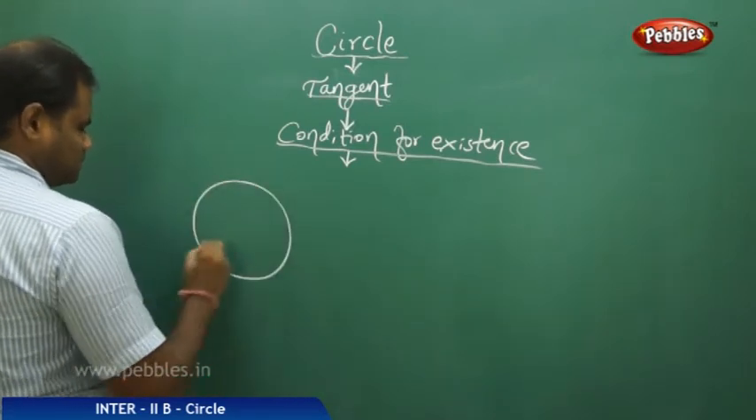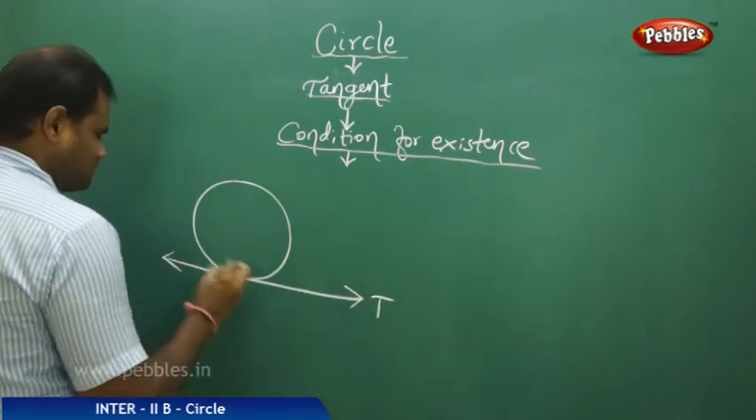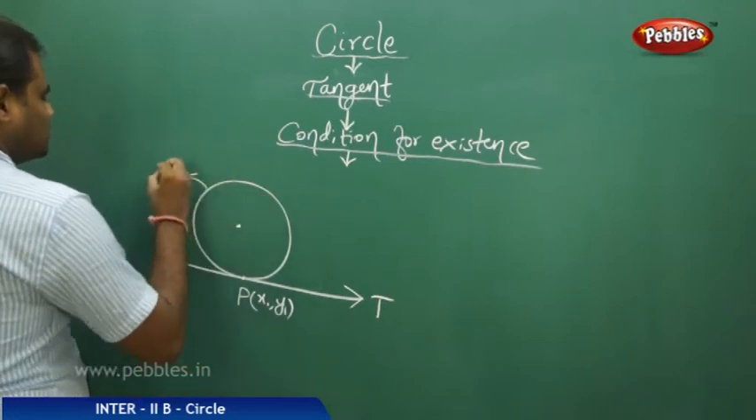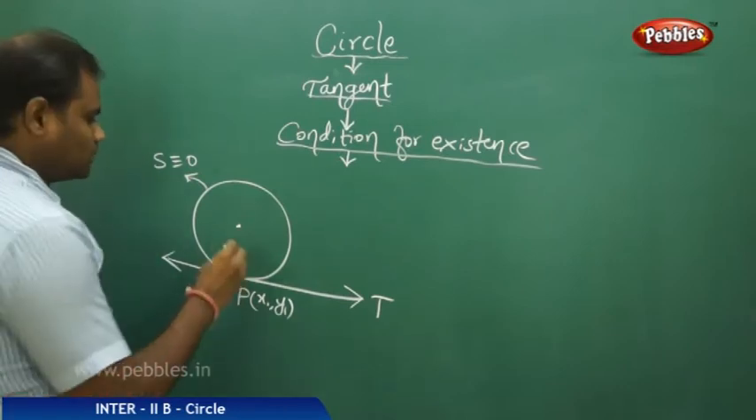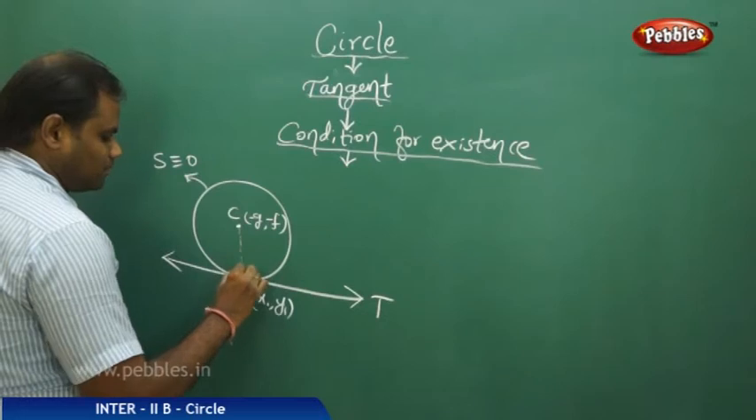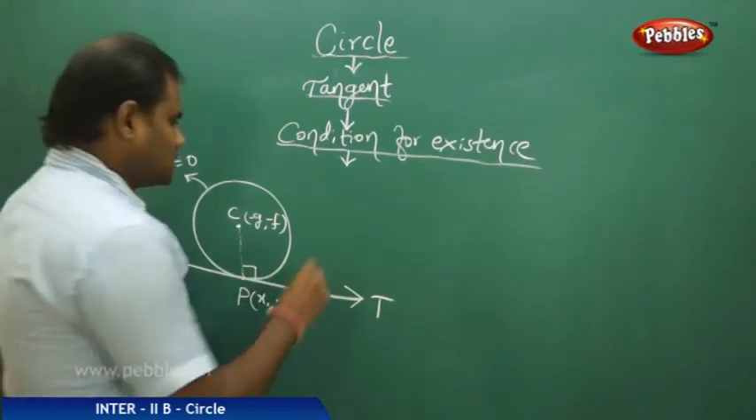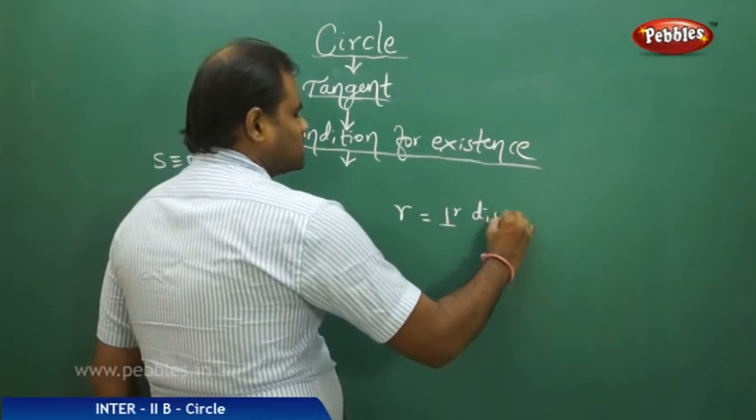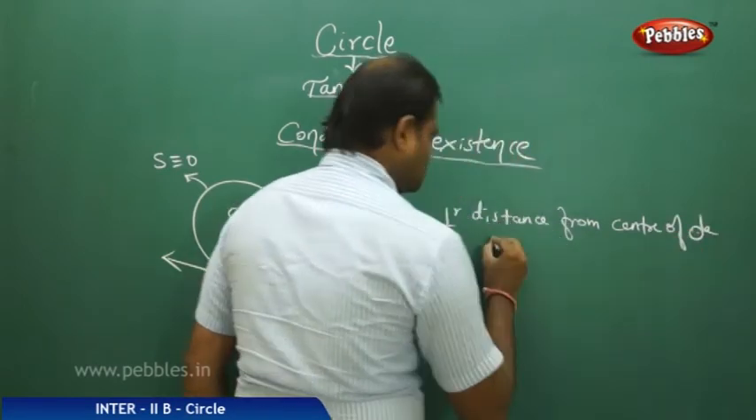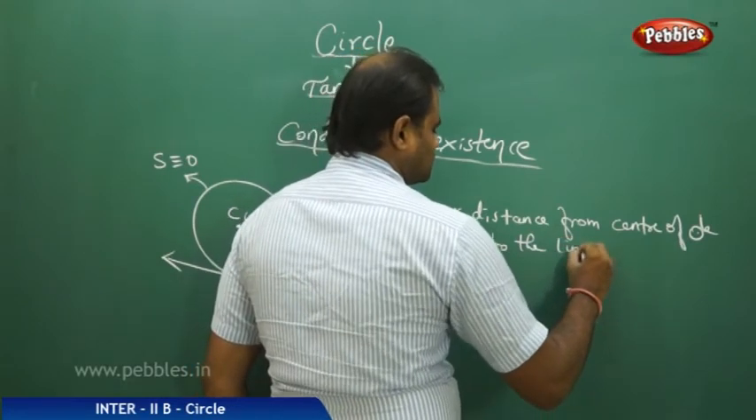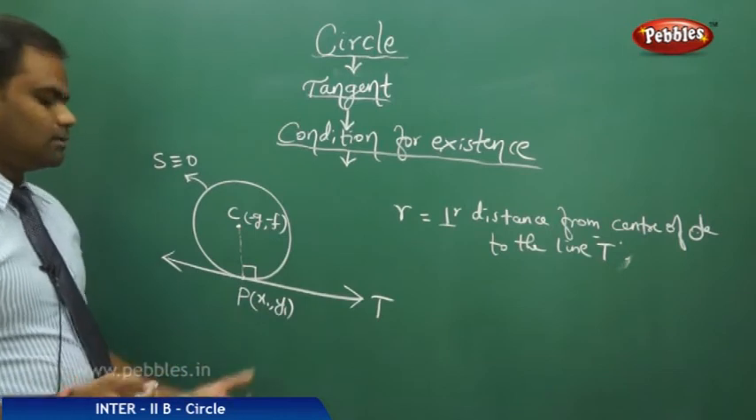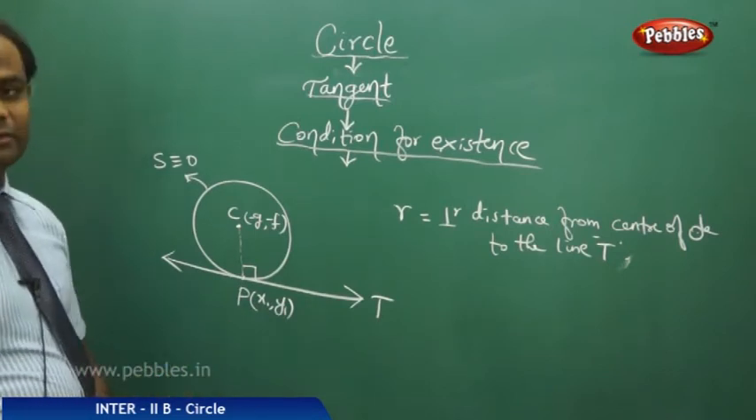When I have a circle, when I have a tangent at point P (x1, y1) with the circle equation being S equal to 0 in general form, then we know that the center is (minus g, minus f). Now the condition for a line to be a tangent to the circle is that the radius must be equal to the perpendicular distance from the center of the circle to the line, is what we conclude. If this is equal to this, then the whole of this perpendicular distance will give us the condition.